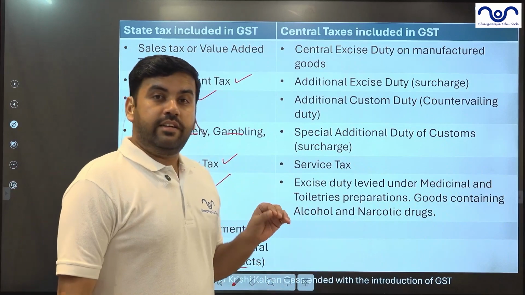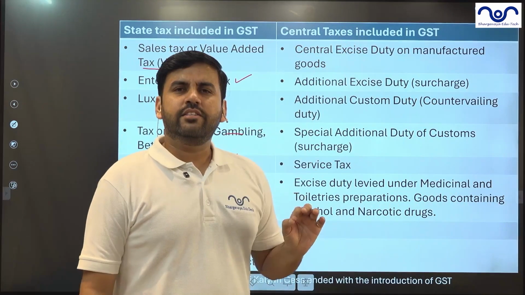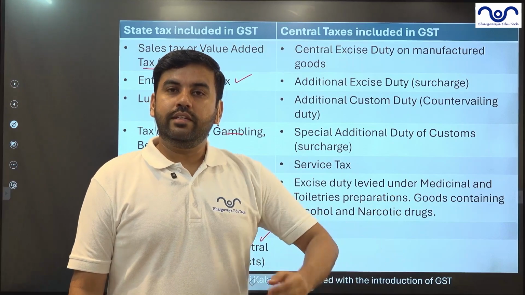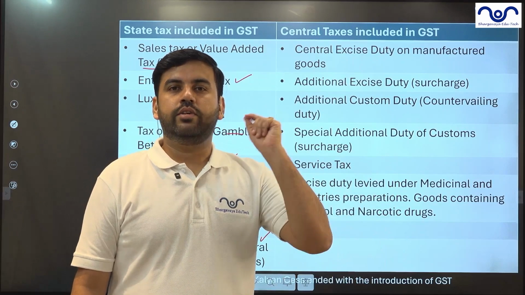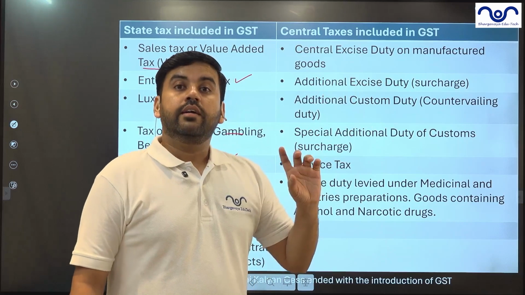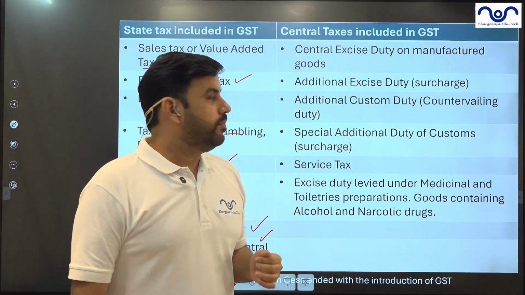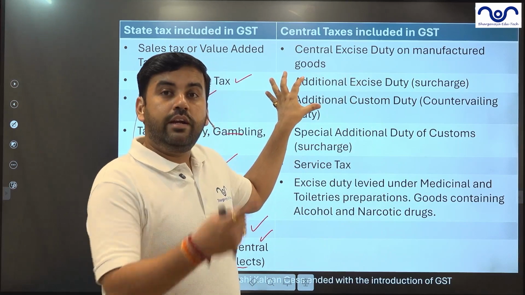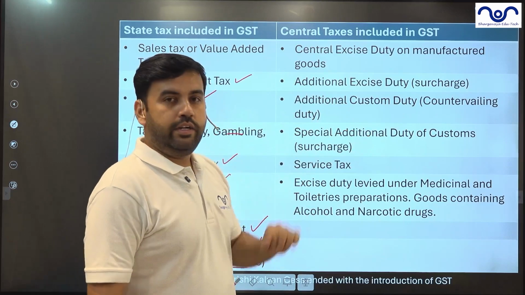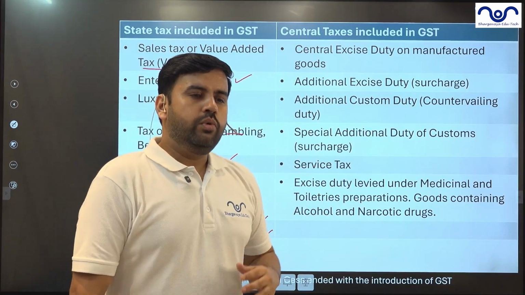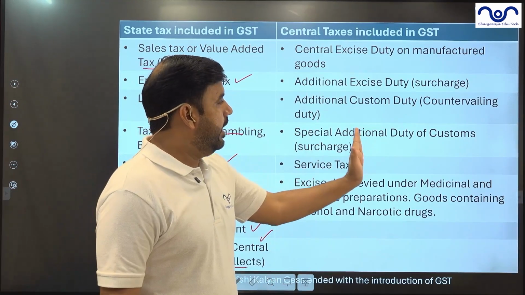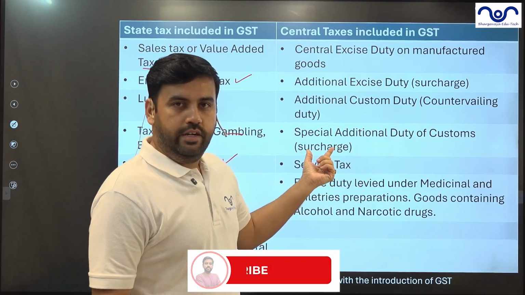What has been included from the center side? Central excise duty. Excise duty is imposed on the goods which are being manufactured and have just come out of the factory. Once it is finally produced and coming out of the factory, central excise duty is imposed. Then additional excise duty, kind of a surcharge. These are additional because they are imposed over and above the existing ones. Similarly, additional custom duty, that is countervailing duty, it is imposed to prevent the trade from malpractices. Special additional duty of custom, again kind of a surcharge.